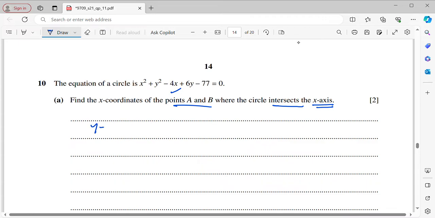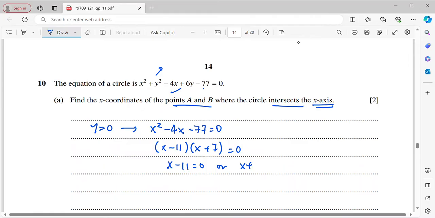So I will let y equals 0. Therefore, x squared, this is 0, so minus 4x, then minus 77 equals 0. Now, this must have two linear factors. Then you'll be getting (x minus 11)(x plus 7). Therefore, x minus 11 equals 0, or x plus 7 equals 0. So you will either get x equals 11 or negative 7. So these are the two x values of the points A and B.